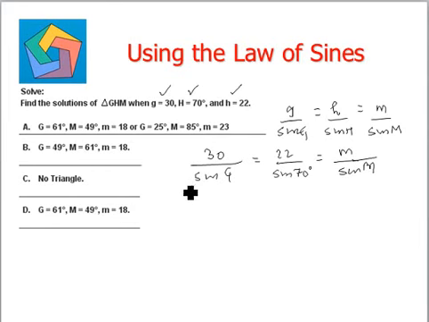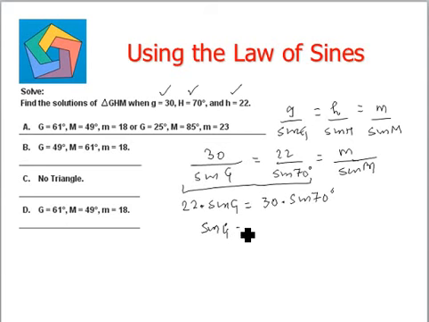Let's find the value of angle G from the first two ratios. So 22 times sine of G equals 30 times sine of 70 degrees. Dividing by 22 on both sides we get sine G equals 30 times sine of 70 degrees divided by 22. Let's solve this. Using the calculator, sine 70 multiplied by 30 divided by 22 comes out to be 1.28.